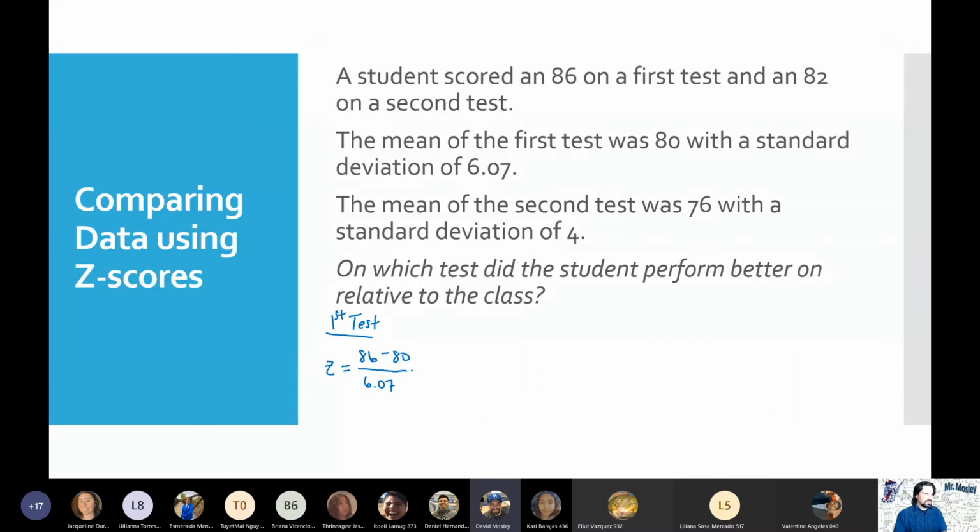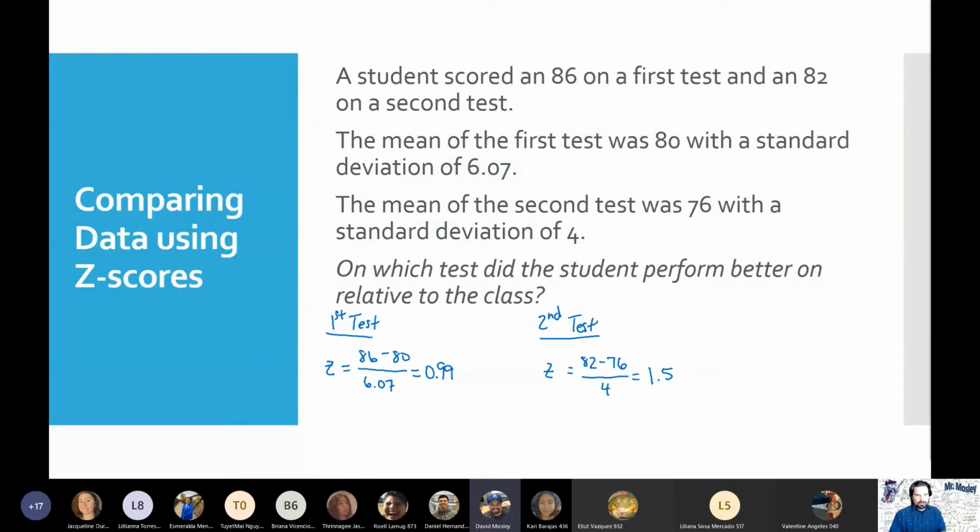And this will give us a z-score of approximately 0.99 after doing the math. And then on the second test, we will get a z-score that is equal to 82 minus 76 divided by 4. And this will give us a z-score of 1.5.